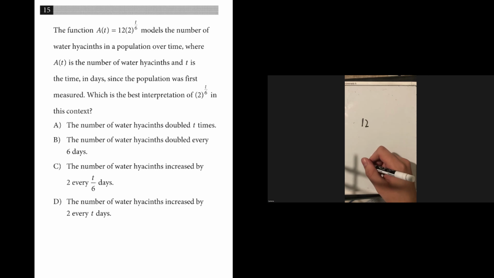You can figure that out because when t is equal to 0, you have 2 to the 0th power, which is just 1. So the starting number is 12. That is what the 12 is. And so what is the 2 to the t over 6? What exactly is this one? That is what the question is asking.